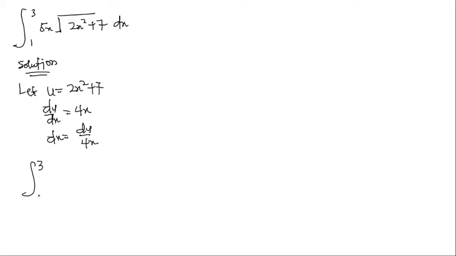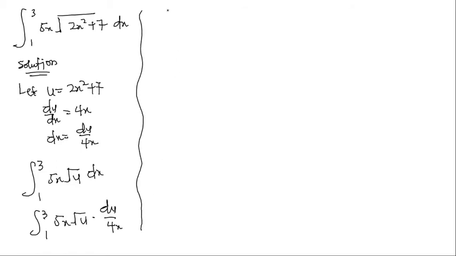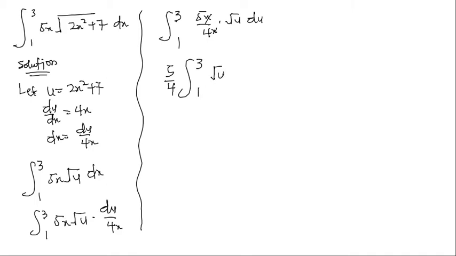Okay, so we rewrite the integration. We have the integral from 1 to 3, 5x, then root u dx. But we are saying the dx is du on 4x. So we have the integral from 1 to 3 of 5x root of u multiplied by du on 4x. This can be rewritten as 5x on 4x multiplied by root u du. The x will cancel, so I'll bring the constants out. I have 5 on 4, the integral from 1 to 3 of root u du.